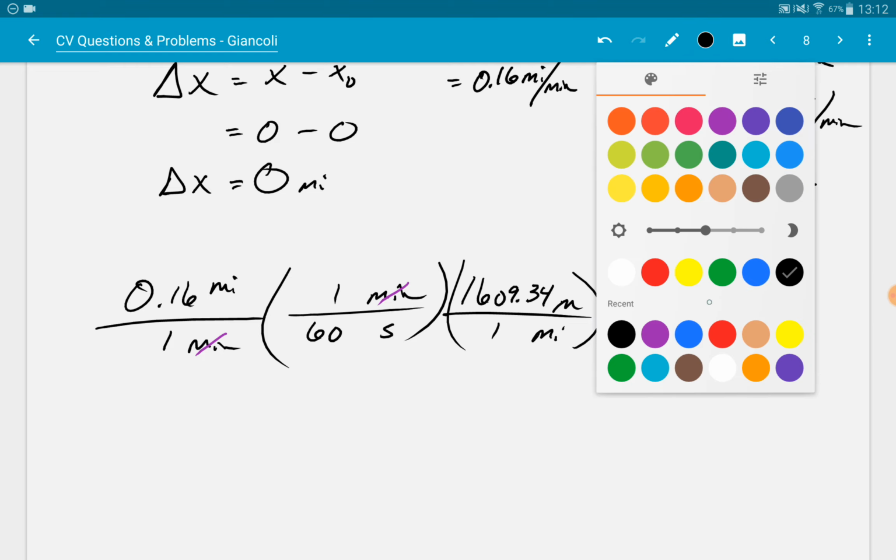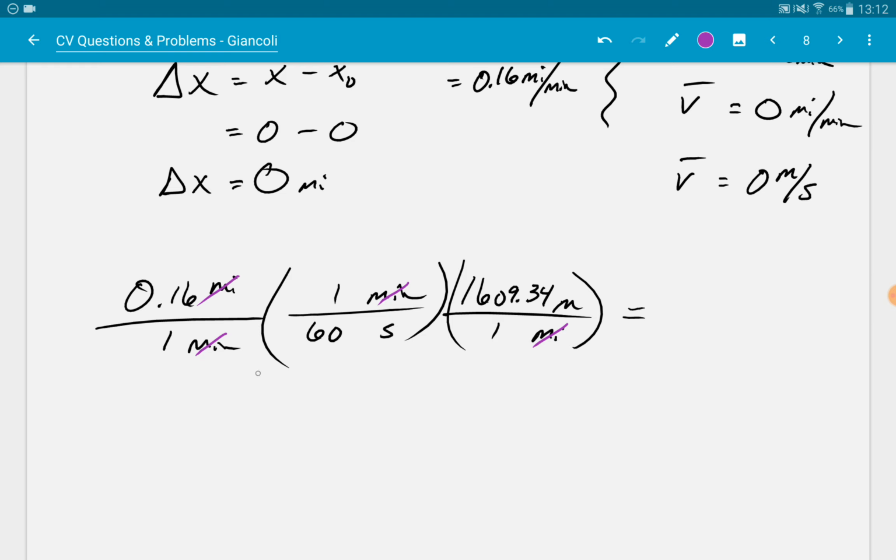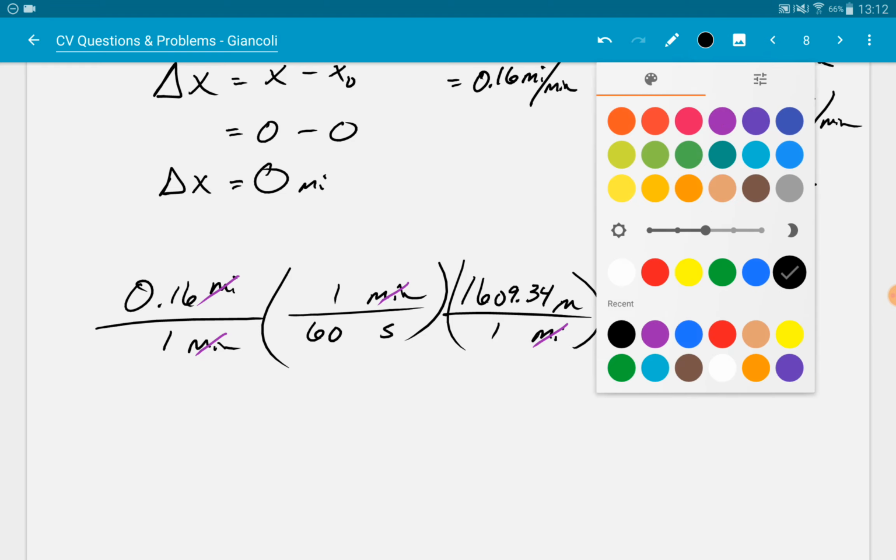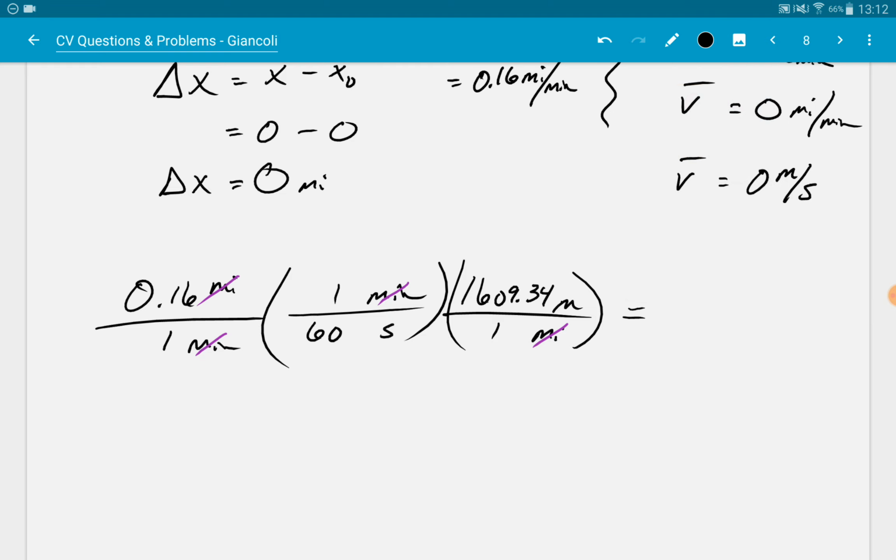I should probably show that cancellation there. Miles cancel out, and we're in meters per second. And so now I just need to grab my calculator and do all that. That's multiplying the numerators all together, and then dividing by all the denominators multiplied together, and we only have one denominator there. Make sure you're using order of operations on your calculator, as a lot of people forget about that when they're punching things into their calculator. We get 4.29 meters per second. And that's it.